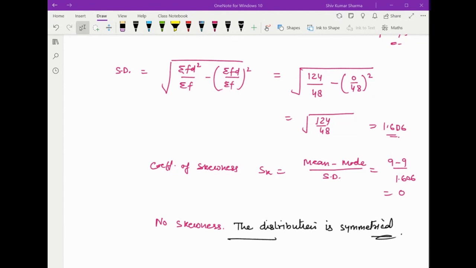So I hope you understand the problem. Simply, we calculate the mean, mode, and standard deviation, and on the basis of that we can find the coefficient.